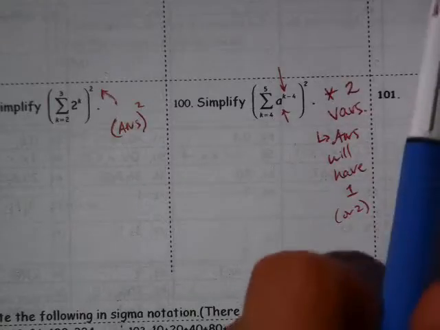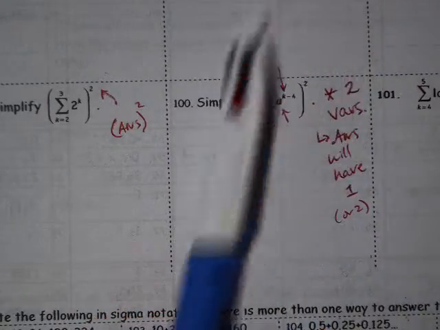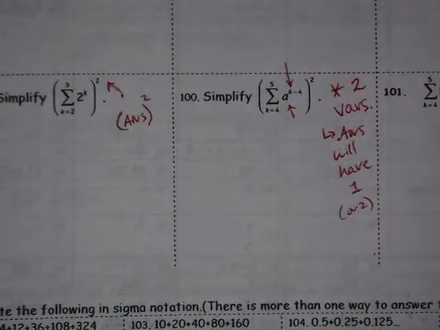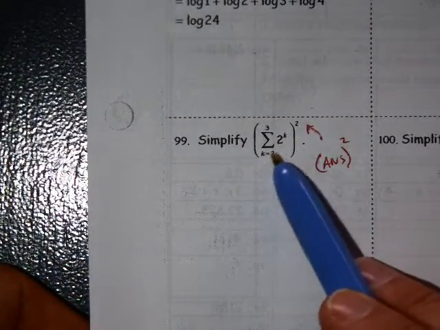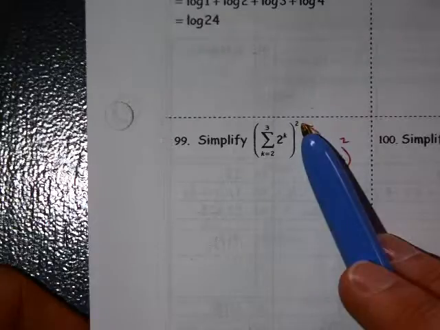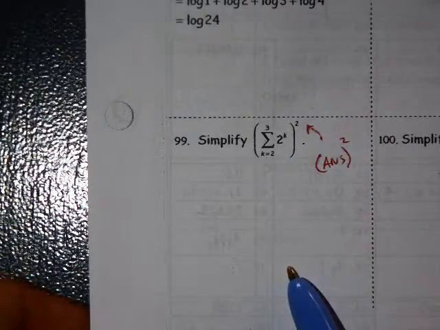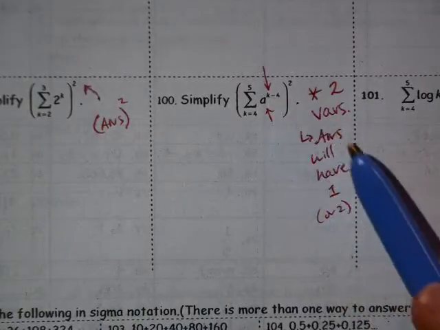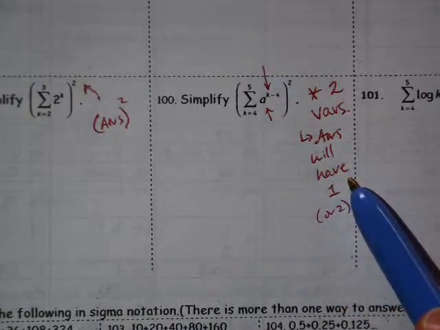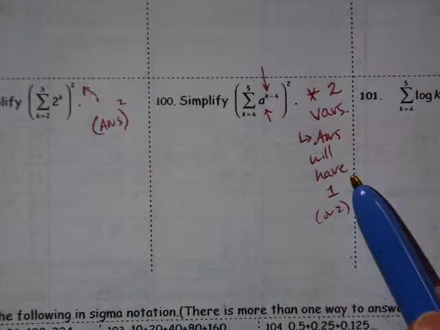All of our questions have at least one variable, right? Every question has one. Look at 99. There's a k, but they tell you what k is. There's one variable, but you spit out an answer. It's not until you have 2 variables that you're going to have a variable in your answer. Okay?